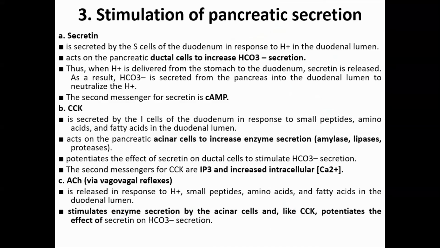Now, stimulation of pancreatic secretion. Stimulation of the pancreatic secretion is mainly by three: one is secretin, one is cholecystokinin, and the third one is acetylcholine from the vagus nerve. Secretin is secreted by the S cells of the duodenum when there is acidic chyme in the duodenal lumen. It acts on the pancreatic ductal cells and increases the bicarbonate-rich secretion. The second messenger involved here is cyclic AMP.